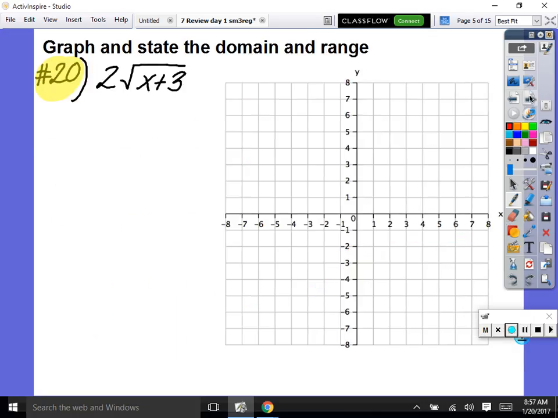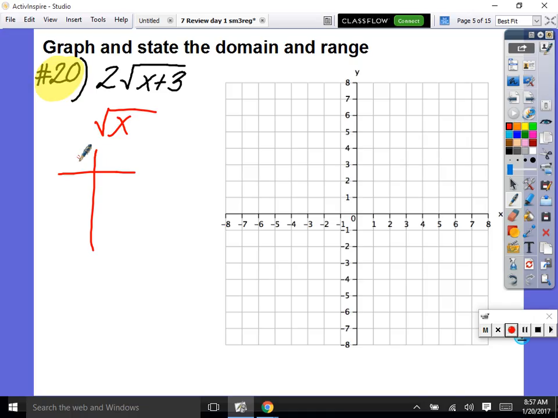Let's do number 20. Here we go. It's a square root function. So our square root of x. Now, do you guys feel like that's pretty easy, the xy point thing? Is that kind of how you're feeling about doing it? Okay, square root of x is our parent function.